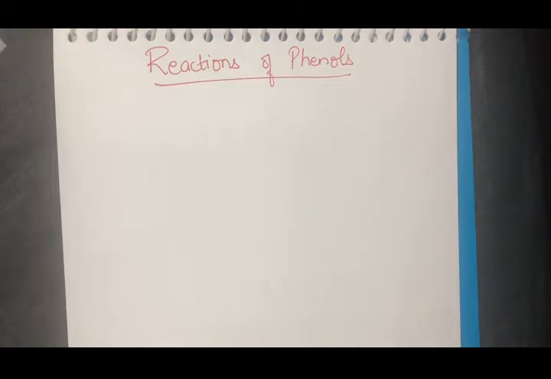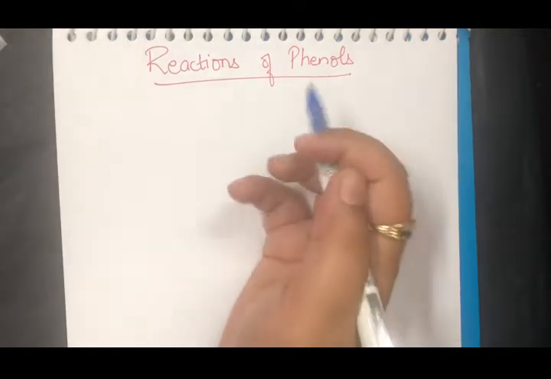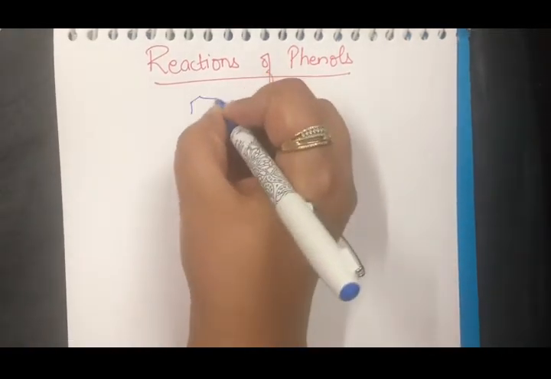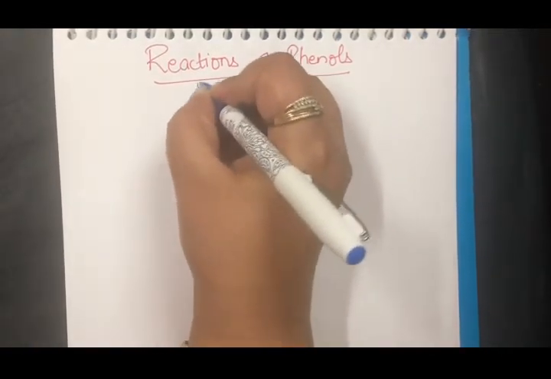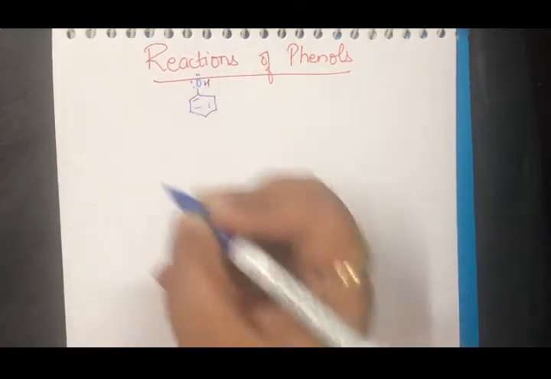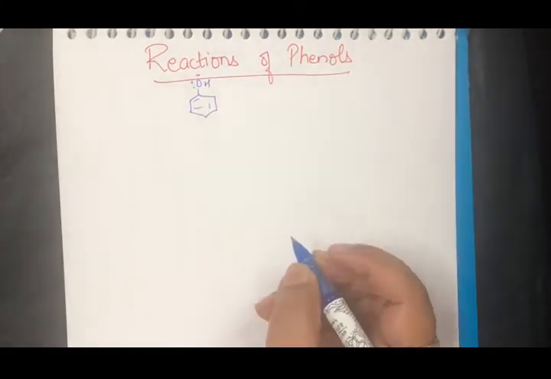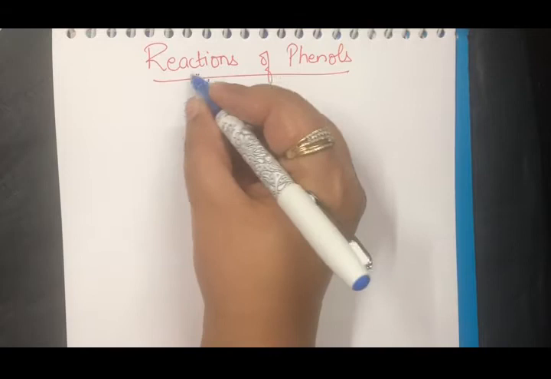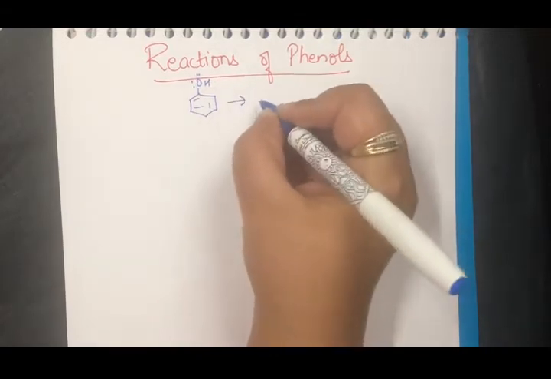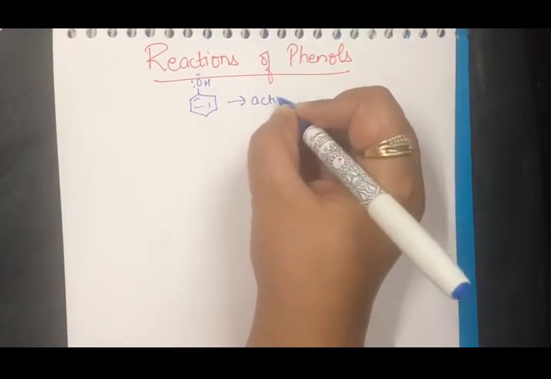Let's start with a very important topic, that is reaction of the phenols. As we all know, what is a phenol? Let me draw it. This is my phenol. The oxygen has two lone pairs, and due to the presence of these two lone pairs, the OH group is a ring activator.